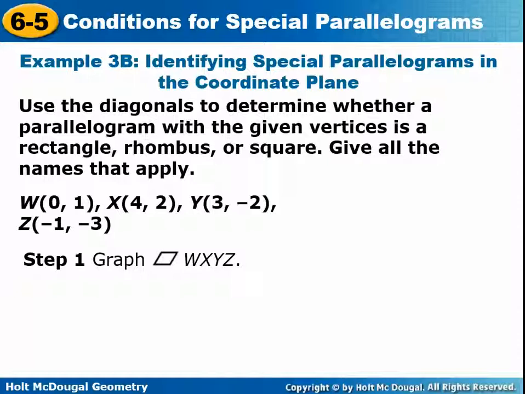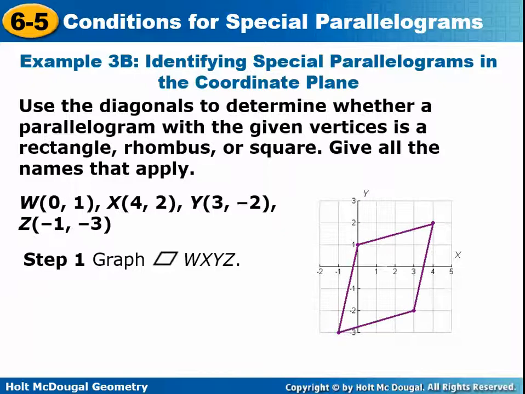All right, this one says to use the diagonals to determine whether a parallelogram with the given vertices is a rectangle, rhombus, or square. Same kind of problem. We are going to graph it, and then you're going to determine the slopes and the distance. Now, it doesn't look like it's a square or a rectangle, right? Because it does not look like a right angle. But let's check that. Let's check the slopes first this time.